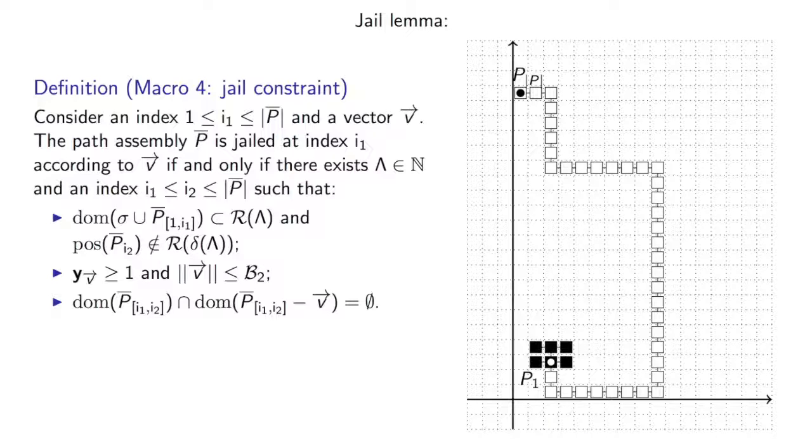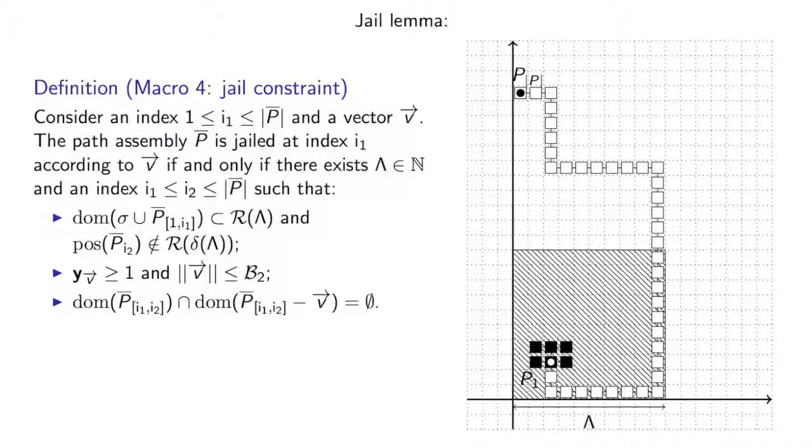We introduce now the fourth macroscopic lemma called the jail lemma. The shift lemma states that the end of the path assembly P can be translated by a vector V. Then we are interested in the interactions between P and P minus V. The next videos are dedicated to this study, but we partially answer this question here. If P and P minus V do not intersect, then P is pumpable.